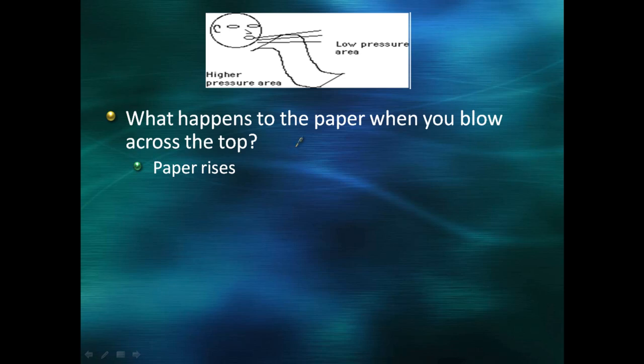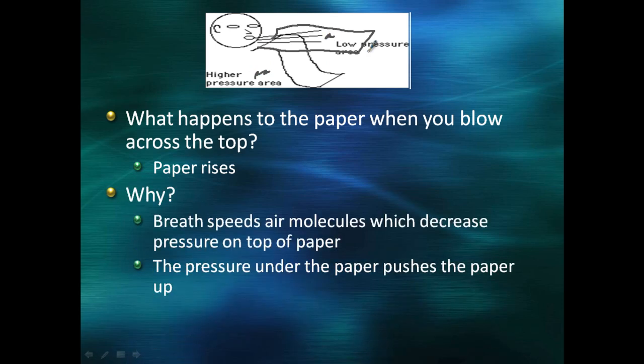Well, the paper is going to rise. So it's limp right now. I blow across it. It's going to rise like that. That's because there's a high pressure down here, low pressure above it. It's going to rise. So why? Because the breath speeds air molecules, which decreases the pressure on top of the paper, and the pressure underneath the paper pushes it up.